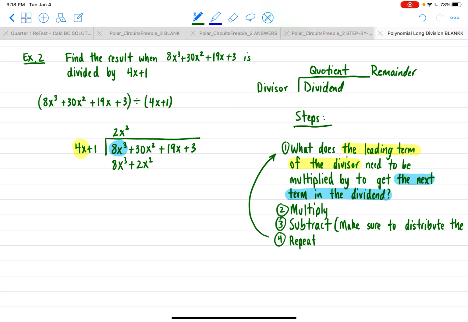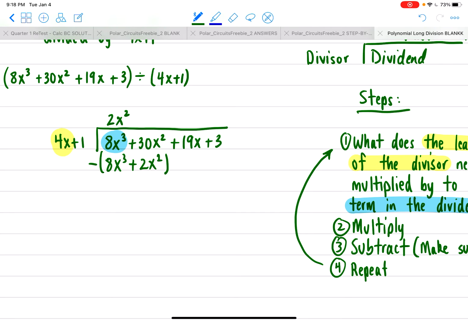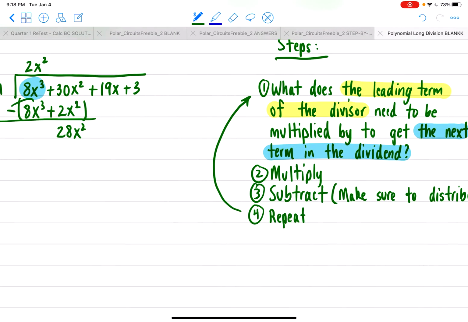Now we are going to subtract. That is step 3. This is the step that people screw up the most. Make sure you put parentheses around this, and we need to distribute the negative when we do this. So we're going to put parentheses around what we wrote there and distribute the negative. 8x cubed minus 8x cubed should be 0 by design, so I'm not going to write a 0. 30x squared minus 2x squared is going to give you 28x squared.